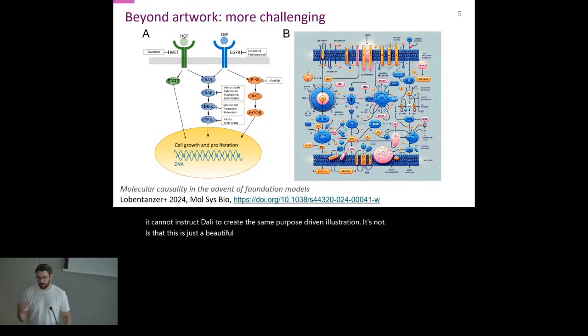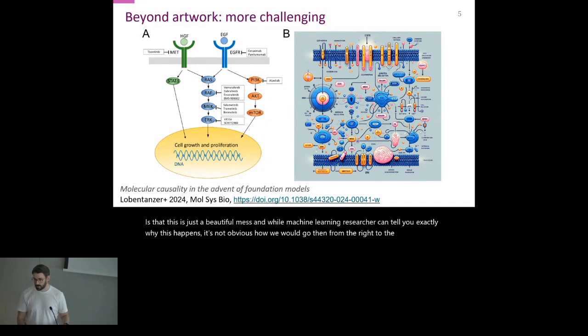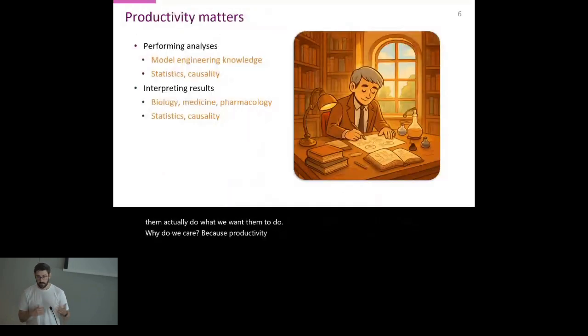And while a machine learning researcher can tell you exactly why this happens, it's not obvious how we would go then from the right to the left in making them actually do what we want them to do. Why do we care? Because productivity matters, and we think of science as this high-level reasoning discipline, and we spend our time deploying all of this, maybe through decades of accumulated knowledge that we have. But that's not all about science.